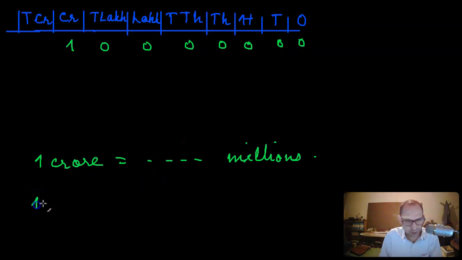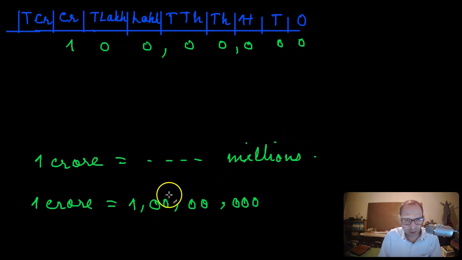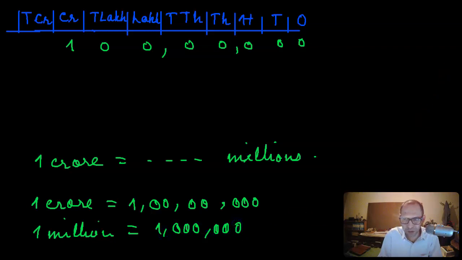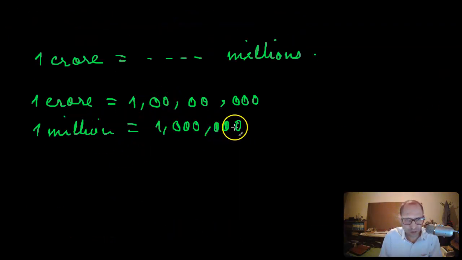So which means that essentially 1 crore is the same thing as 1,00,00, then 0,00, and then 3 zeros, right? 1 million is the same as 1,00,000,000, 6 zeros, right? Now you can see that you have 6 zeros over here, and you have 3 plus 4 is 7 zeros over here, which means that a crore is 10 times a million, right? Or essentially there are 10 millions in a crore.